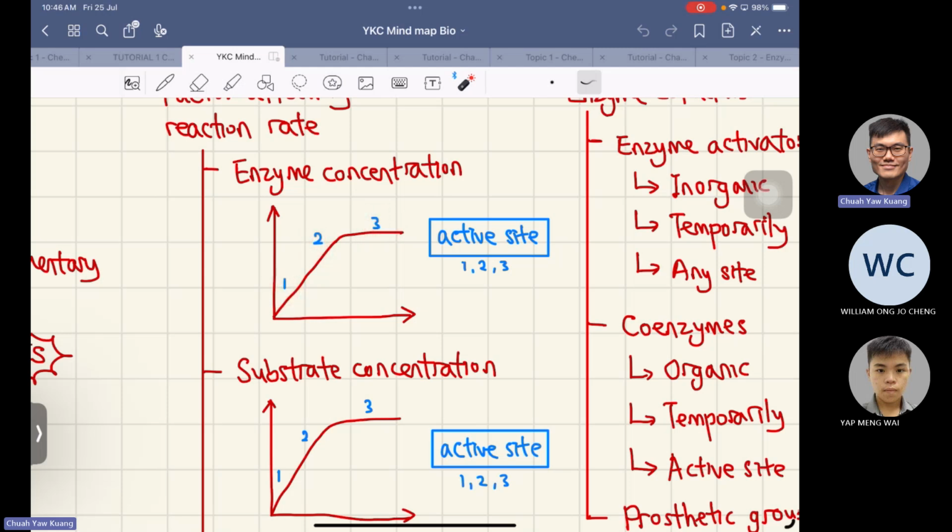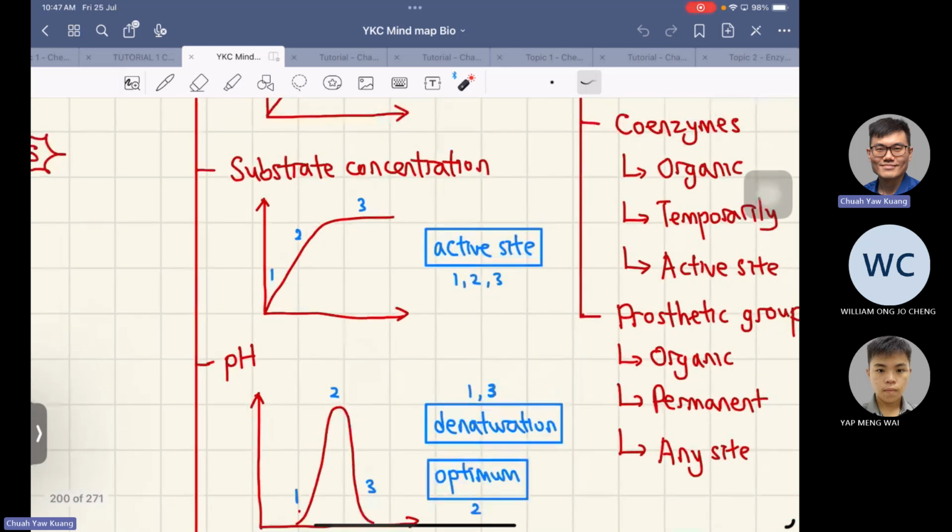Over here you can see I put 1, 2, 3. So these are the 3 points. When you look at the mind map, you will know that first I need to explain this, second I need to explain this, third I need to explain this. So how do you explain these 3 parts? You need to explain in terms of active site.